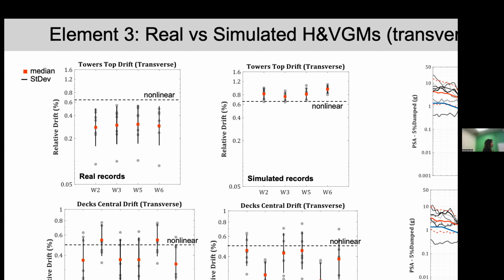Now, if we compare the two responses for the central deck, it's not really surprising. We see differences, but still pretty much the same, with a number of motions taking the structure into the nonlinear regime. What was really surprising was to look at the response of the towers in the transverse direction. Here, for the real records, none of the motions brings the tower into the linear regime, whereas for the simulated records, all of them are well in the linear regime.